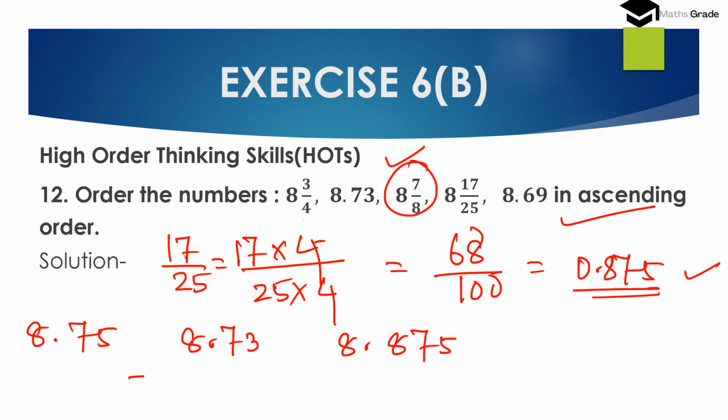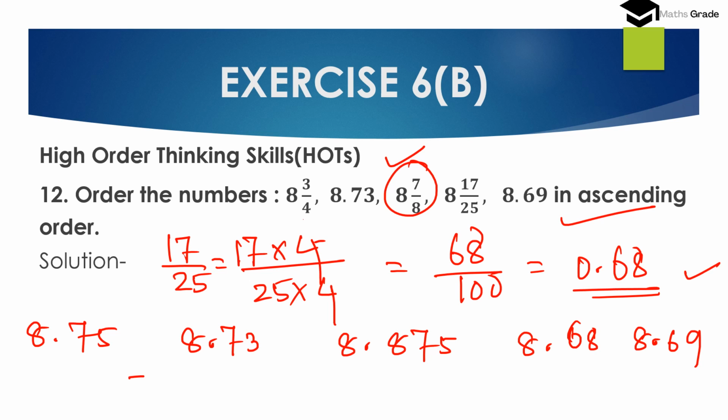So 0.68. Now 8 and 17 divided by 25 is 8.68. And now it is 8.69.